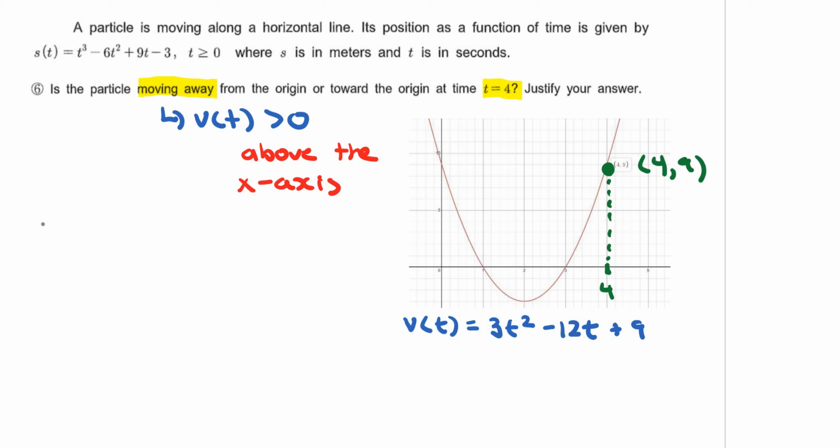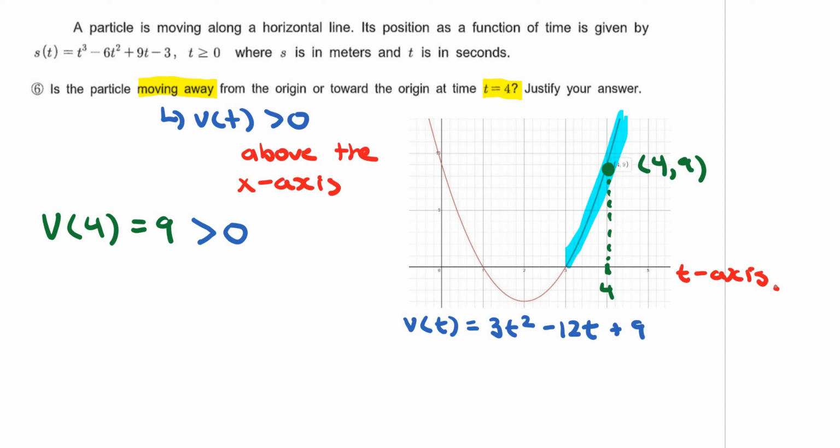Basically, if I evaluate v of 4 equals 9, and 9 is clearly greater than zero, right? It's above the axes. So clearly, this part of the graph is definitely above the t-axis, or x-axis. So that justifies that you are moving away.